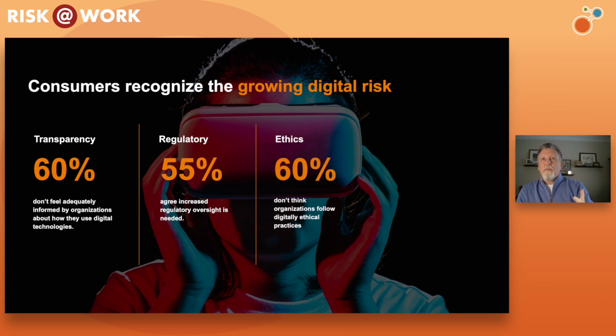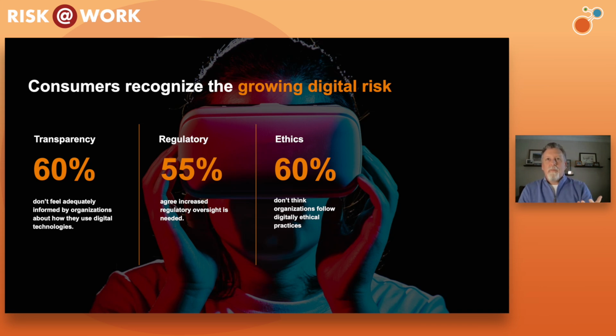Finally, the consumers have grave concerns about the ethics behind the promotion of these new products and services. And 60%, so very similar to transparency, 60% of those consumers don't think organizations follow digitally ethical practices. So, what does that mean?